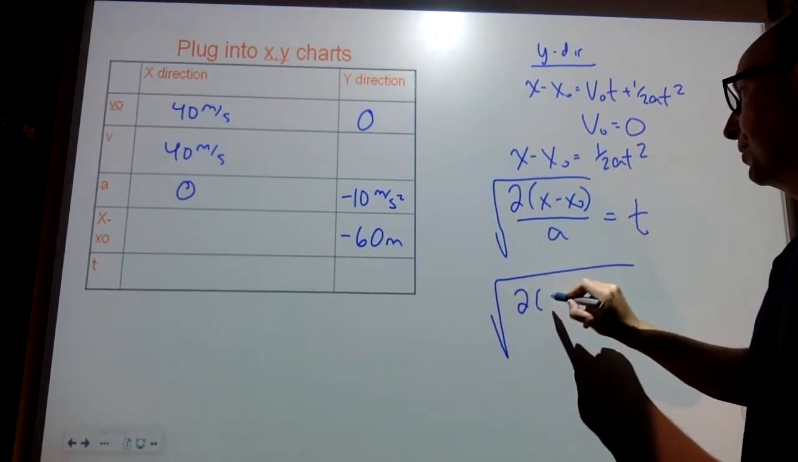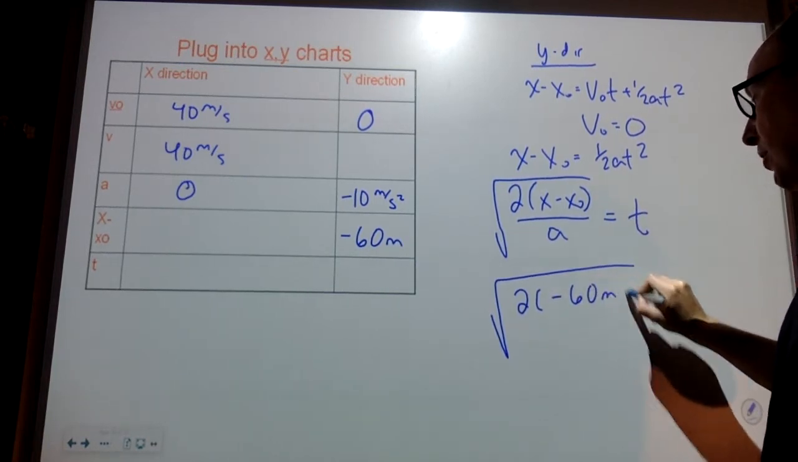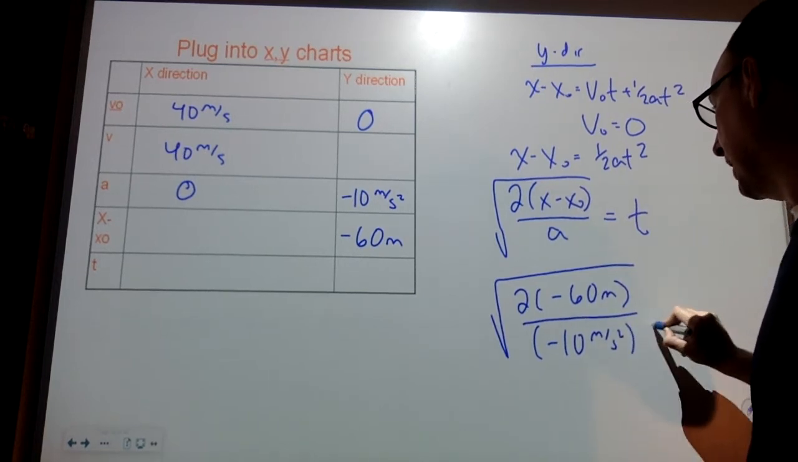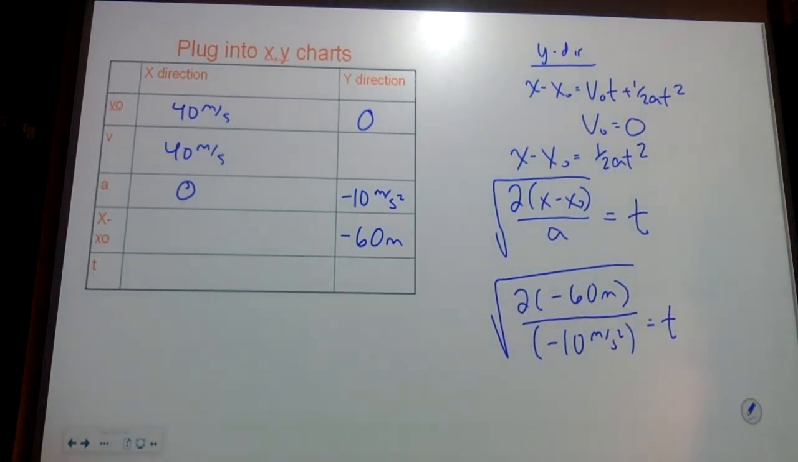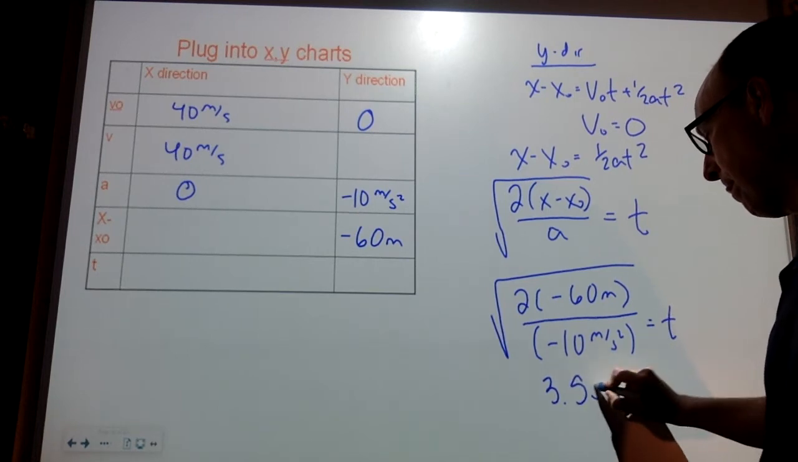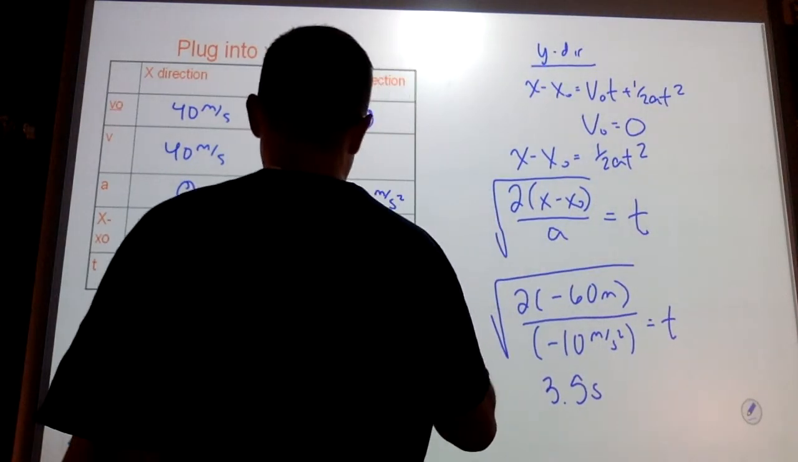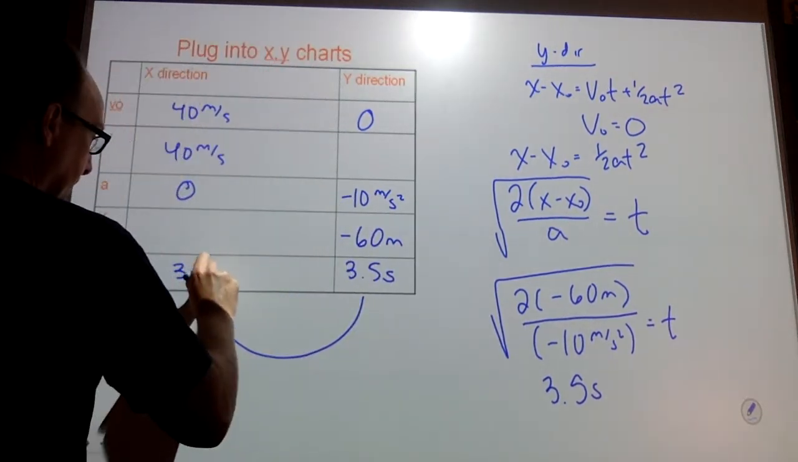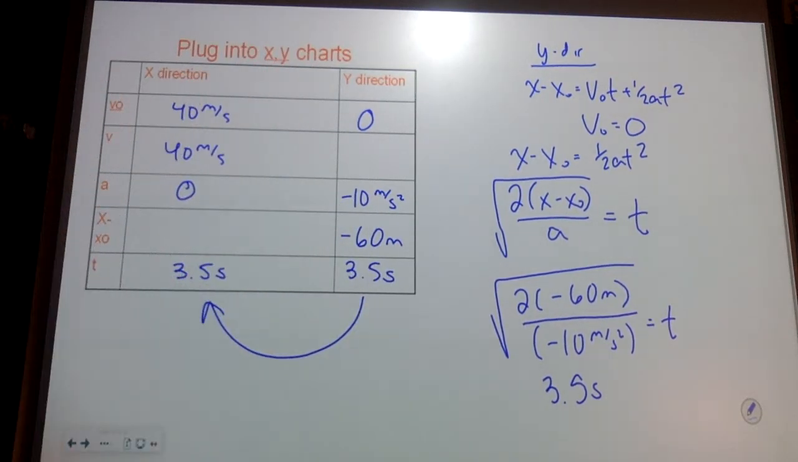And I substitute. So I have a vertical displacement of -60. I have acceleration of -10. So I'm going to have the square root of 12, which is 3.46, or I'll just say 3.5. I'll plug this into my chart. And it goes into the other side as well.